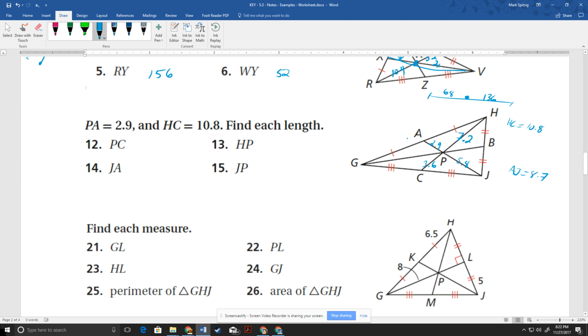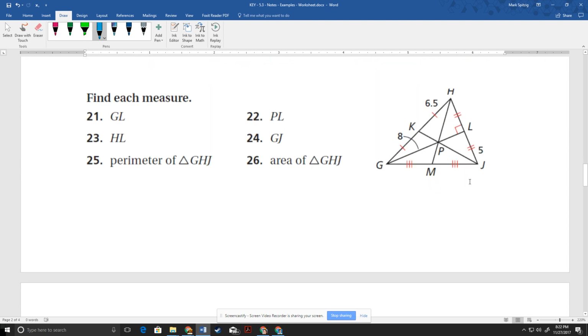Let's see if that's what it's asking me for. Yep, PC is 3.6. I already have that. HP is going to be 7.2. Got that. JA is the whole thing, AJ is what I put over here, which is 8.7. And then JP is going to be 5.8. So again, if you get what you can, then everything else becomes a little easier.